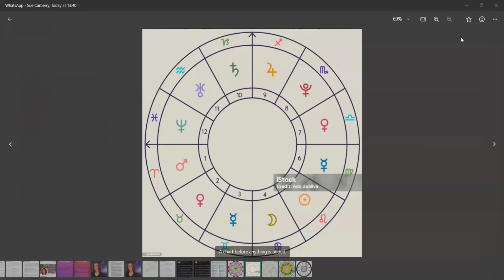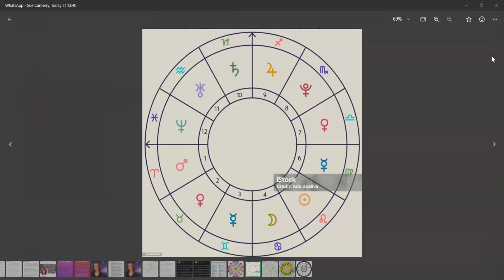Okay, that is called a flat chart. Now, see how each one of these is 30, 60, 90, 120, 150, 180. So that's your degrees. Each star sign represents 30 degrees, so 12 times 30 is 360 degrees. This is a plain chart.